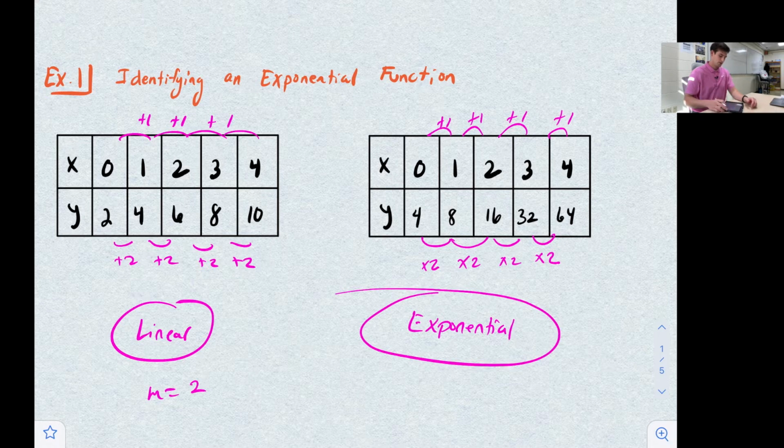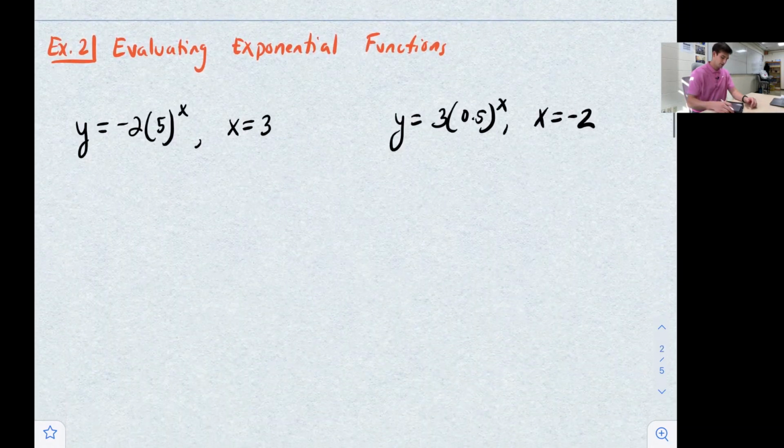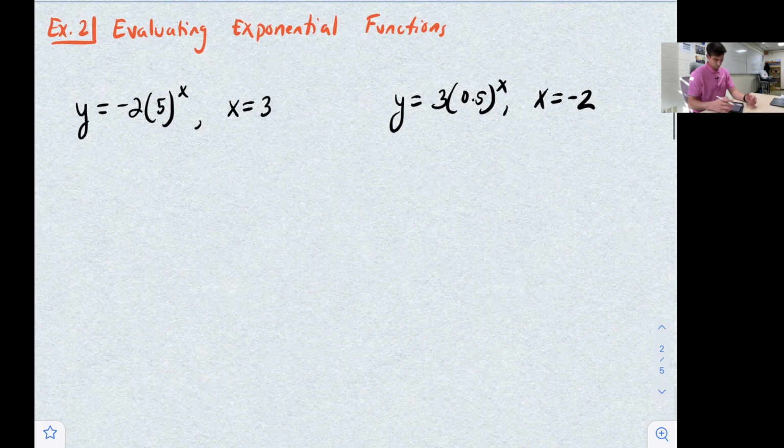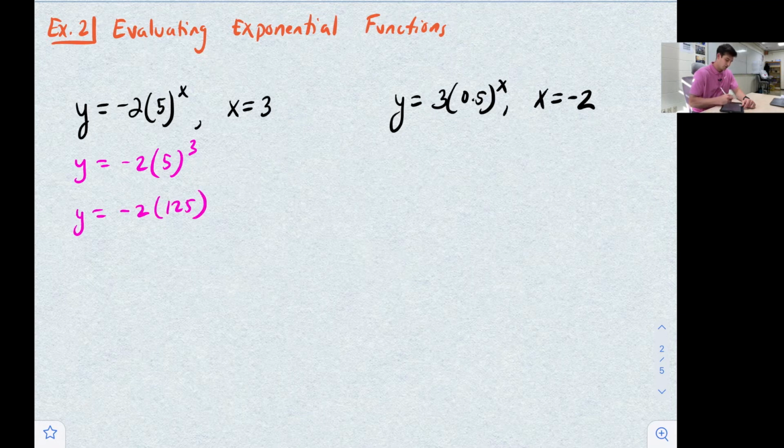Okay? All right, now let's talk about evaluating exponential functions. When we're looking at an exponential function, we see our exponent is our variable. That's what gives us an exponential function. So on these two, they're just giving us a value for x to plug in for the exponent. So here we're going to say y equals negative 2 times 5 to the third power, or 5 cubed. So a little bit about order of operations. We're going to apply that exponent first. So 5 cubed is 125. Now we can multiply and we get negative 250.